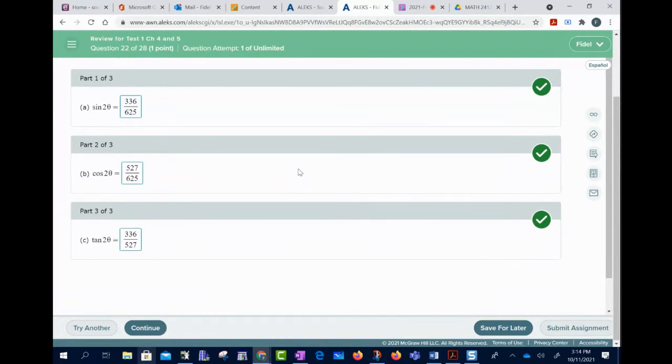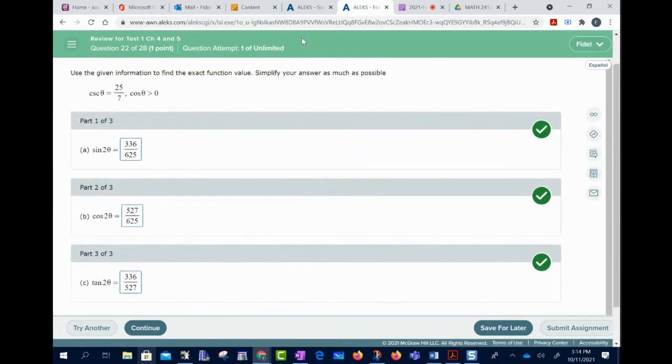You didn't have to go that way. Because think about it this way. You can replace that 2 theta with anything you want, right? And isn't the tangent of my angle defined as the sine over the cosine? There you go. So we got it.